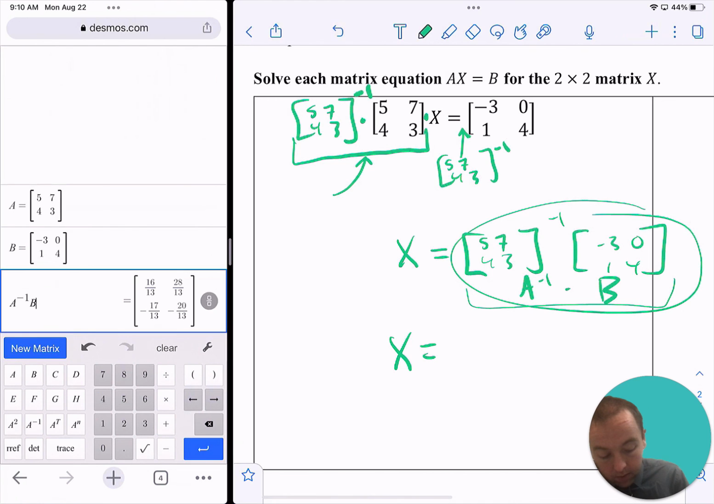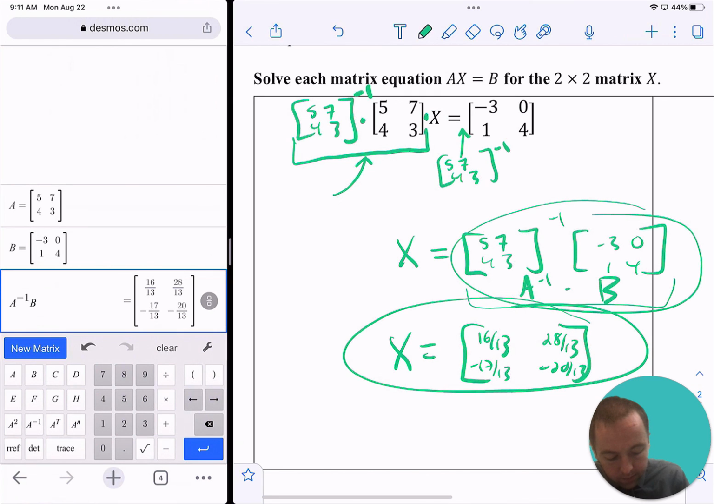So it seems then that X should be the matrix, all those fractions there, and that solves it for x. So it's kind of what we're looking for.